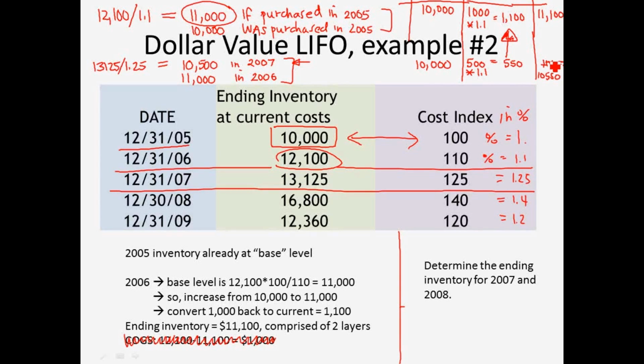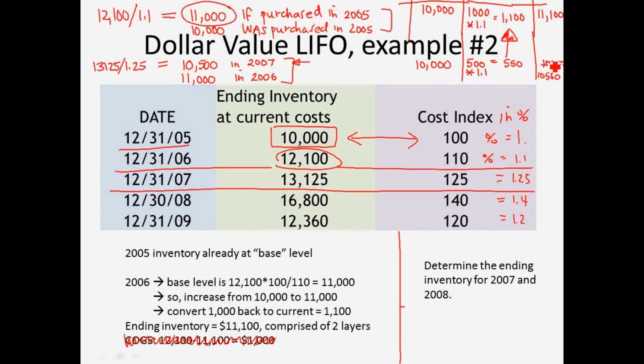Okay, move that over here. 10,550. Now, what is going to happen here that's different from what happened in the last example? Well, now I still have a layer for 2005. I still have a layer for 2006, although it's smaller than it was the previous year. Do I have a layer for 2007? No, because everything I bought in 2007, I sold. So for 2007, there's like a gap. There's no stuff left that I bought in 2007.